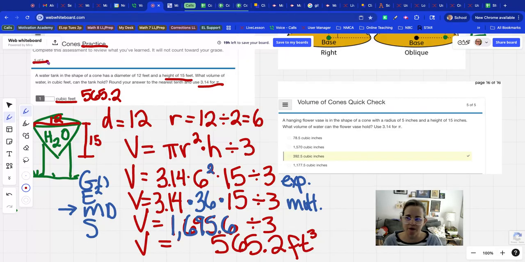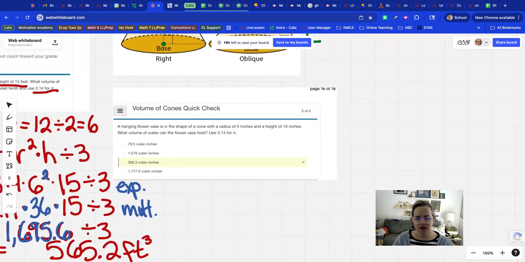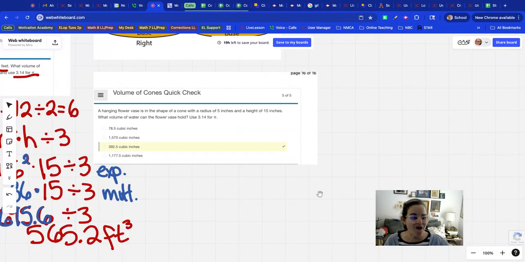It is problem 5. Now we have a hanging flower vase. Okay, a hanging flower vase is in the shape of a cone. I've actually seen some kind of like this before. I'll draw you a picture of one. It's in the shape of a cone with a radius. Oh, they gave me the radius. The radius is 5 inches and the height is 15 inches.